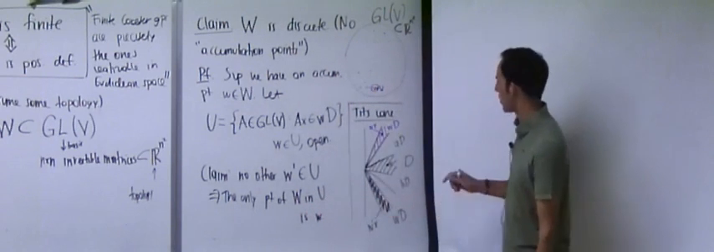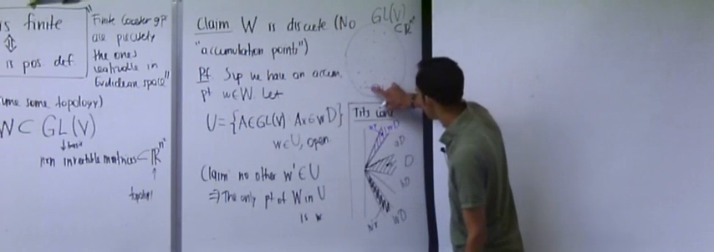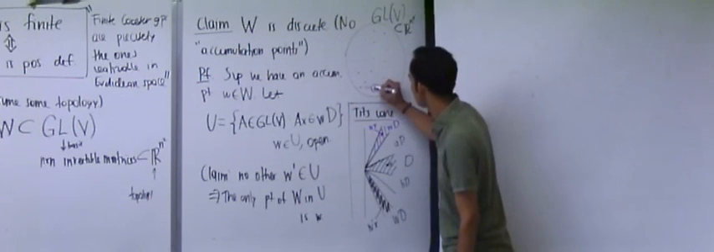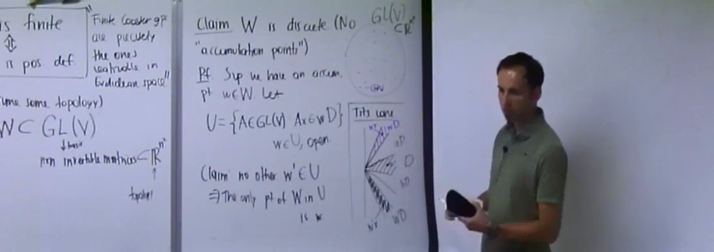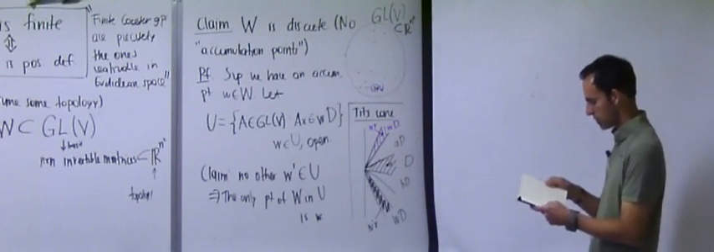So the only point of W in U is little w. So what I produced is exactly what I wanted to produce: a little neighborhood around my point W, which only contains W and no other group elements. And that's what it means to be discrete. So my group is discrete.